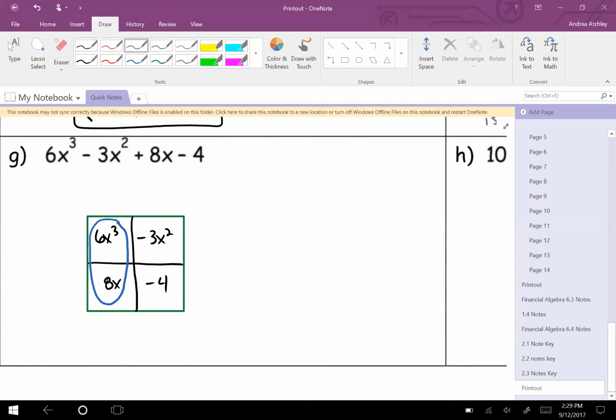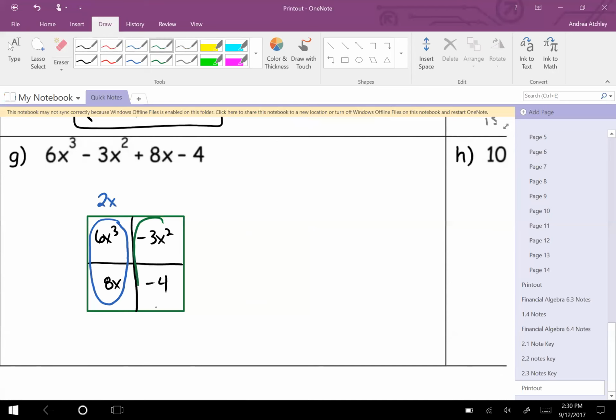Harrison, what is the GCF here? 2, and what else? Stuff with this blue one that I circled. They both have an x. So I need to pull out an x as well. X to the first power, because it's the smallest exponent.